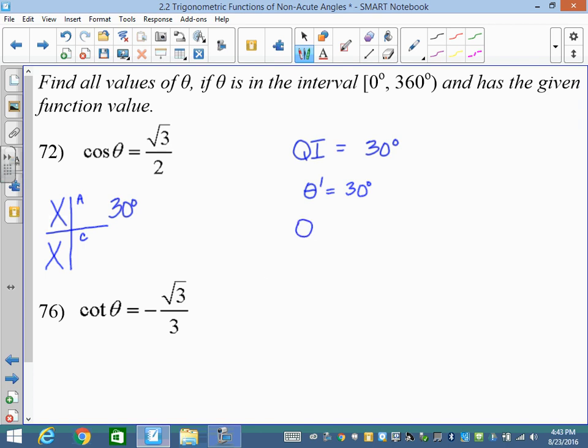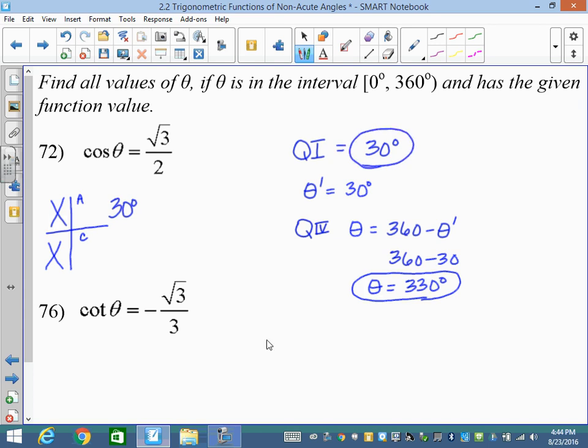So now for our quadrant 4 angle, we do 360. Let me erase this. Theta equals 360 minus your reference angle. So that would be 360 minus 30. So this gives you in quadrant 4, theta equals 330 degrees. And there's your 2 answers for that one.